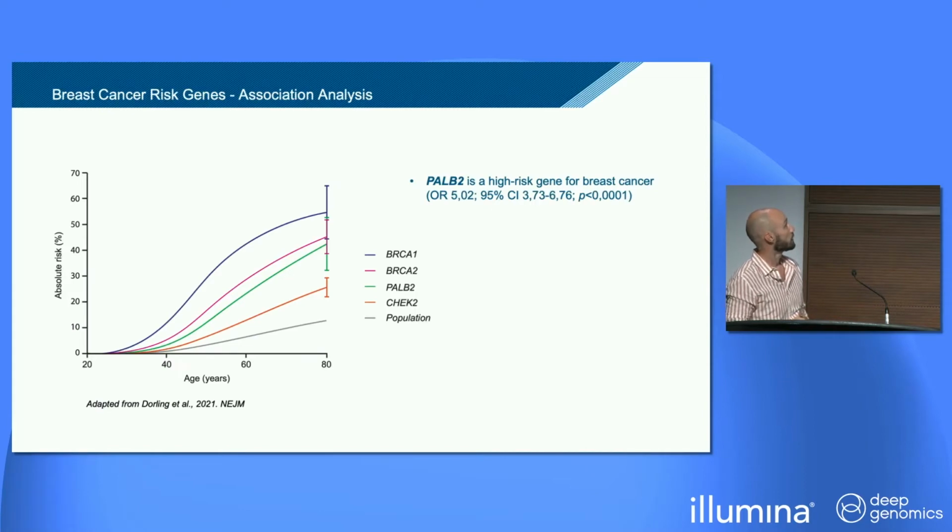All right, so we started working on PALB2 a couple of years ago. That's because it's really becoming recognized as a high-risk gene for breast cancer. You also see this in this graph, where pathogenic variants in this gene associate with a similar lifetime risk for breast cancer as pathogenic variants in BRCA2, so that's almost comparable.